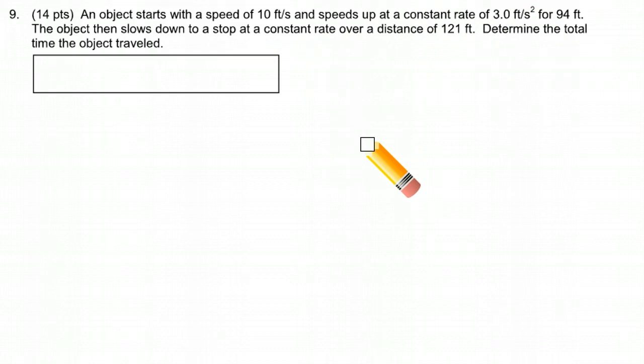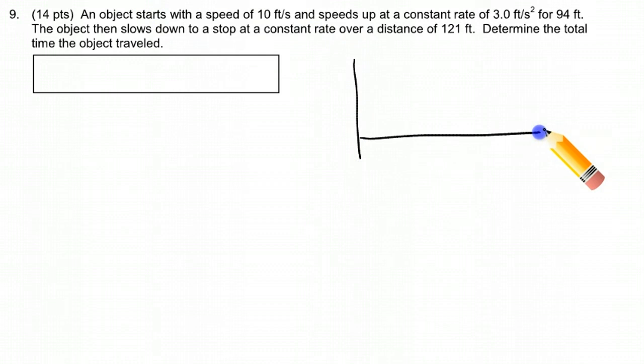Hopefully this reminds you of the problems where we had two parts, each part being constant acceleration. You don't have to draw it out, but it really helps to sort of make a quick sketch. We're given information about velocity and time, so we'll do a velocity time graph. We start at 10.